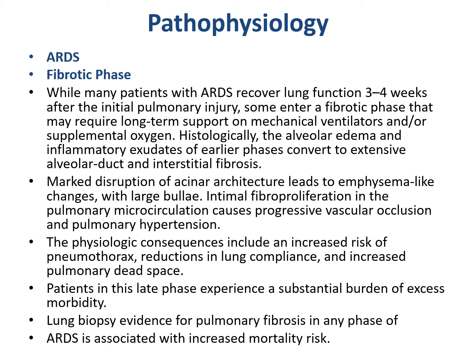Marked disruption of acinar architecture leads to emphysema-like changes with large bullae. Intimal fibroproliferation in the pulmonary microcirculation causes progressive vascular occlusion and pulmonary hypertension. The physiologic consequences include an increased risk of pneumothorax, reductions in lung compliance, and increased pulmonary dead space. Patients in this late phase experience a substantial burden of excess morbidity. Lung biopsy evidence for pulmonary fibrosis in any phase of RDS is associated with increased mortality risk.